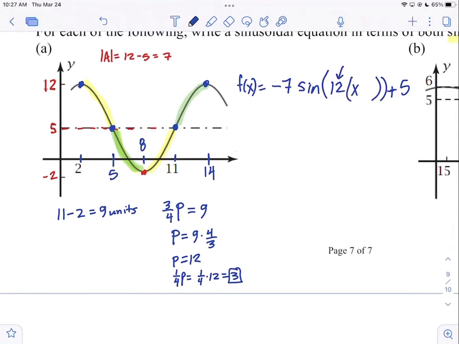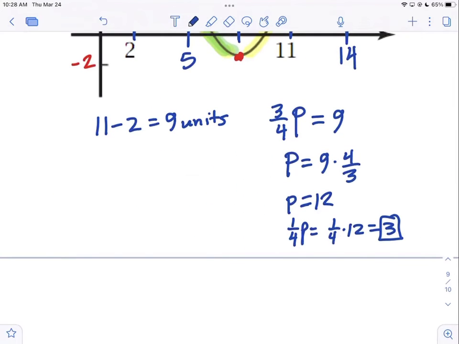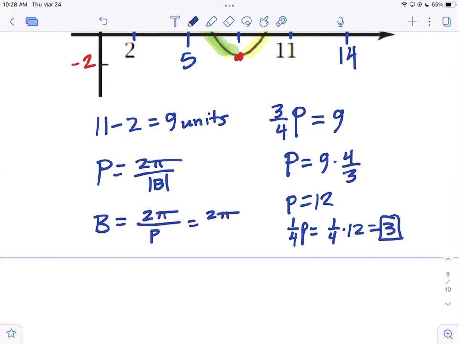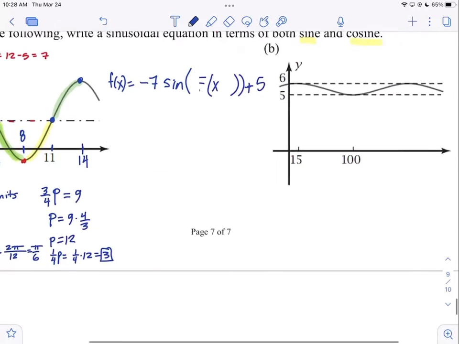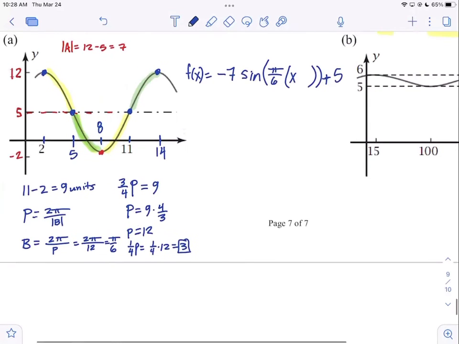No. The period is related to the B value, but it's not the B value. Remember, if I have the B value, I can find the period. It's 2 pi over the absolute value of B. But as I mentioned when we first did this, B is also 2 pi over the period. They can just trade places in that equation. So what is my B value? Well, it's 2 pi over 12, which is pi over 6. We get B from the equation, or we need B for the equation. We get P from the graph, or we need P from the graph.